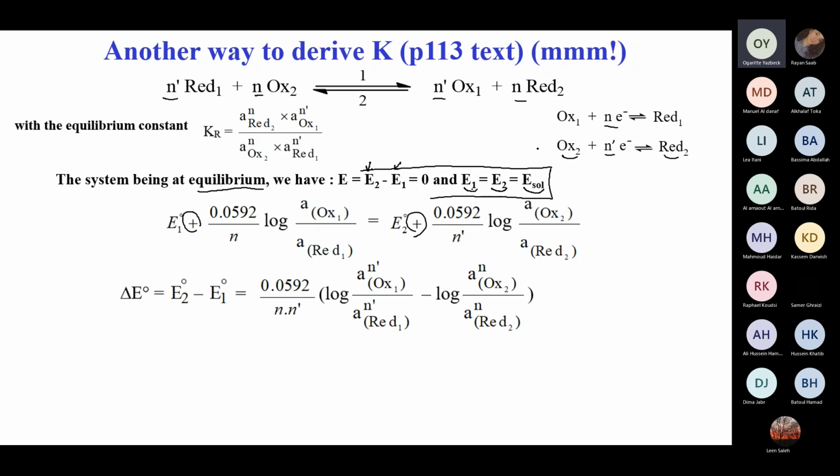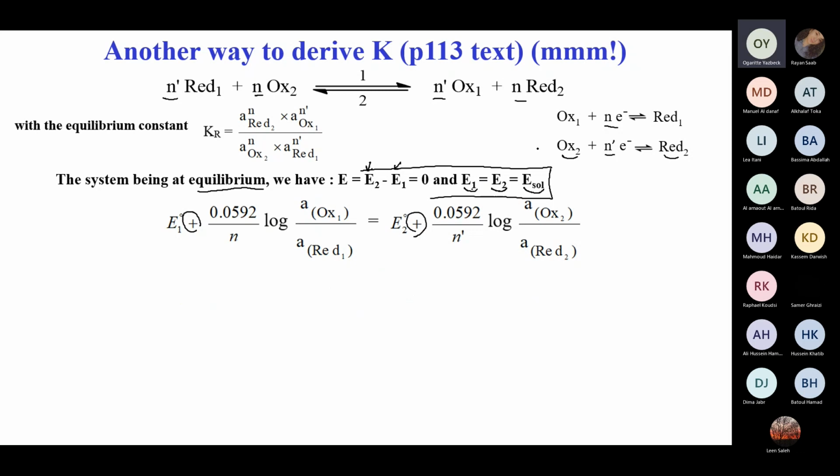If I take the change in E naught, meaning what's the difference in the E naught values? E naught 2 minus E naught 1, or reduction minus oxidation. So we're taking E naught 2 minus E naught 1. So I take the E naught 1 to this side, and I take this other part to this side. Okay?